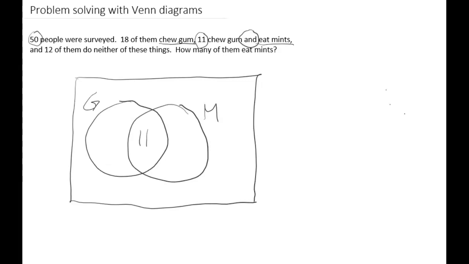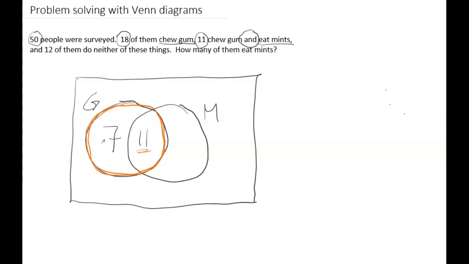I also know I have 18 who chew gum. That doesn't necessarily mean that I'm going to put 18 people out here. Because here's my gum chewers circle, circle G here. It already has people in it. There's already 11 people in the gum chewing circle. I need 18 total, which means I don't need 18 more. I only need 7 more. So there's my other 7 people, and now I have 18 gum chewing people total.